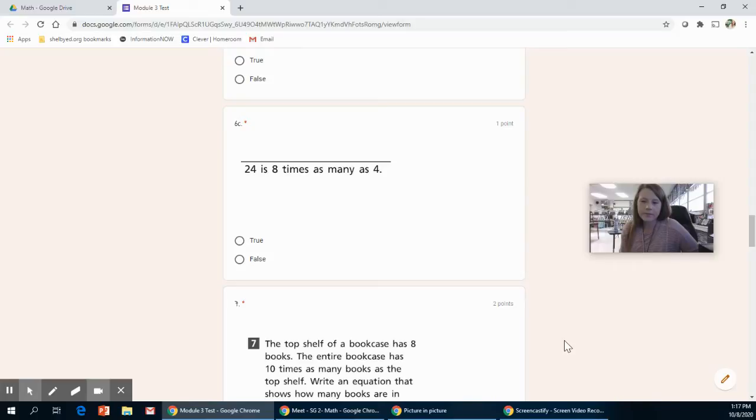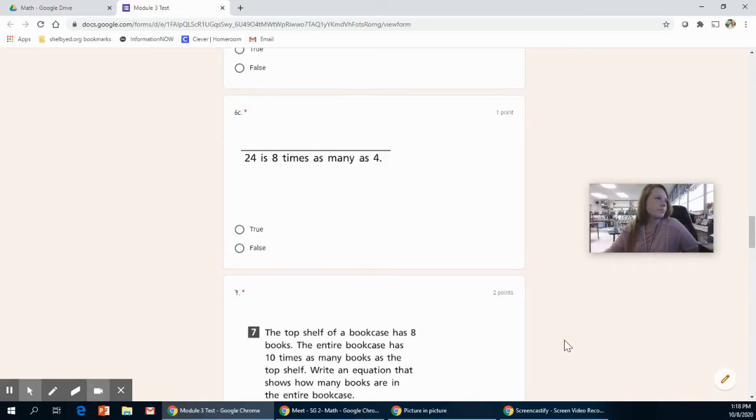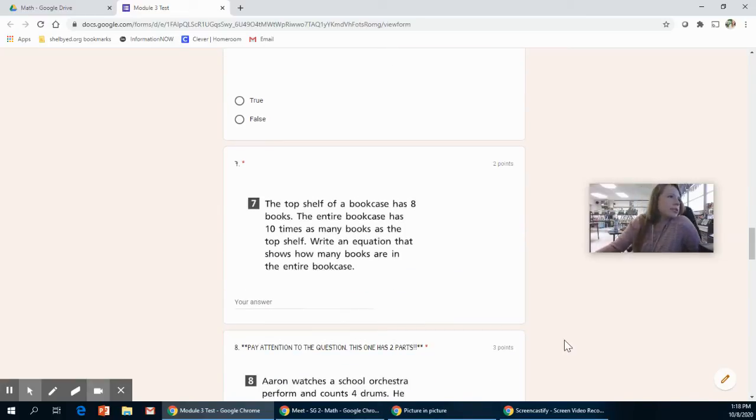Number 7. This is where they start getting a little more complicated. The top shelf of a bookcase has 8 books. The entire bookcase has 10 times as many books as the top shelf. Write an equation that shows how many books are in the entire bookcase. All right, so it wants you to write an equation, not answer it.